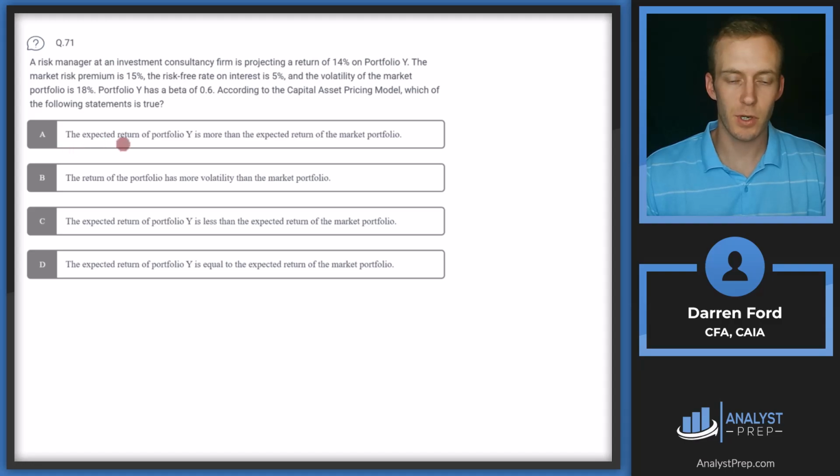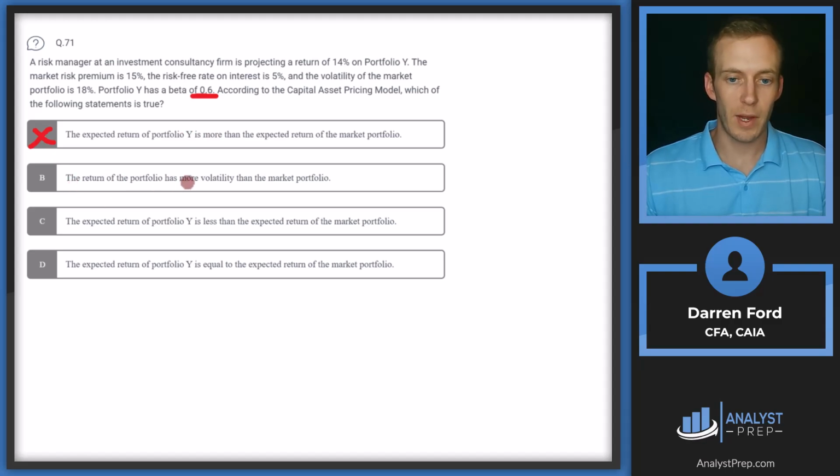A, the expected return of portfolio Y is more than the expected return of the market portfolio. So this is going to be incorrect, and the way we can reason that is portfolio Y has a beta of 0.6. A beta of 0.6 would lead to a lower return of that asset under the capital asset pricing model, which assumes that markets are efficient. So lower beta will lead to lower expected return, higher beta will lead to higher expected return.